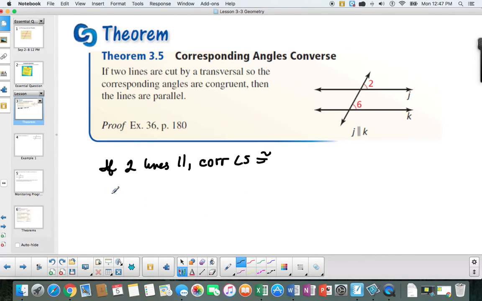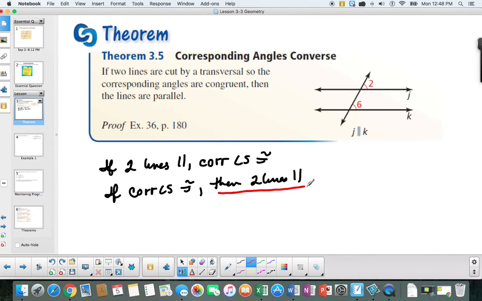In today's lesson, we're going to prove the converse. If corresponding angles are congruent, then the two lines are parallel. All right, notice that the conclusion is two lines are parallel, and that's why we're calling this proving lines parallel, because that's what we want to show. In the previous theorem, we already knew that they were parallel.